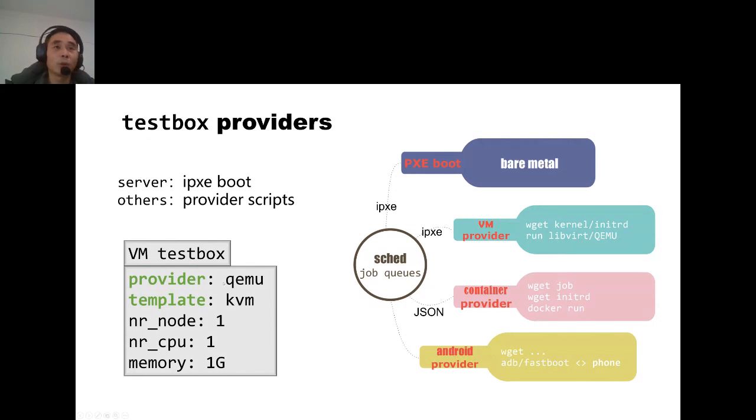The test box can be described in YAML like this to the provider scripts. Given these parameters, then it can create a QEMU instance correspondingly.